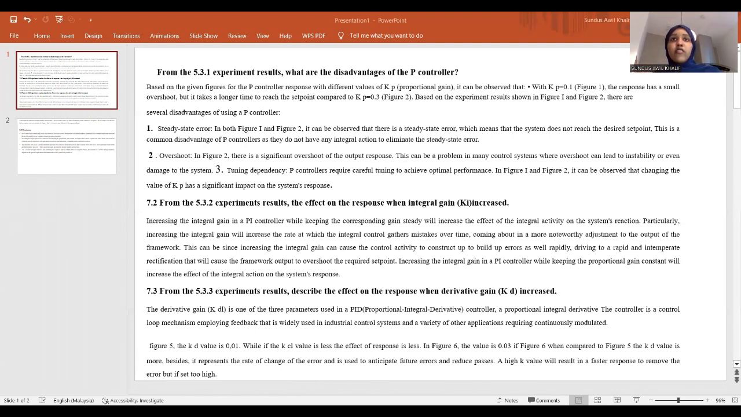The second experiment: the effect on the response when the integral gain is increased. Increasing the integral gain in a PI controller while keeping the proportional gain steady will increase the effect of the integral action on the system response. Particularly, increasing the integral gain will increase the rate at which integral control accumulates error over time, resulting in a more noticeable contribution to the output of the system.